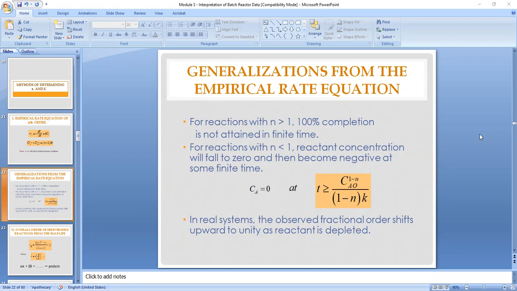100% completion, that is what Jericho started: your reactants are all consumed in the formation of the product. Or if we're going to use another term, conversion. I'll use conversion. 100% conversion will not be attained in finite time. So what do we mean by will not be attained in finite time?